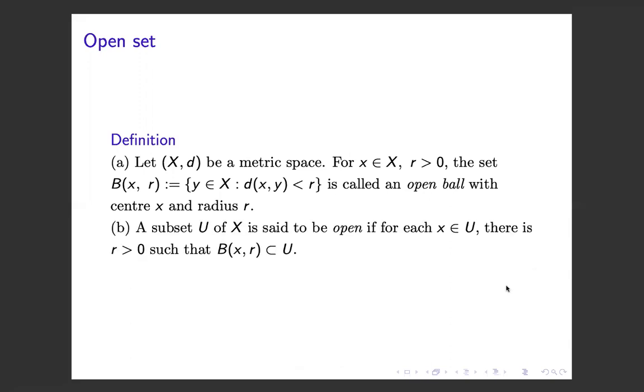A related concept is what is meant by an open set. So a subset of the metric space is said to be open if for each point there is an open ball around it which is strictly inside that set. I think if you have any doubt, I will draw a picture and show you.